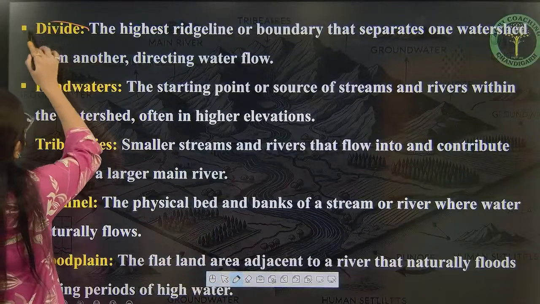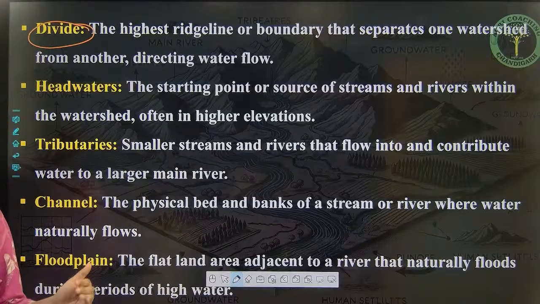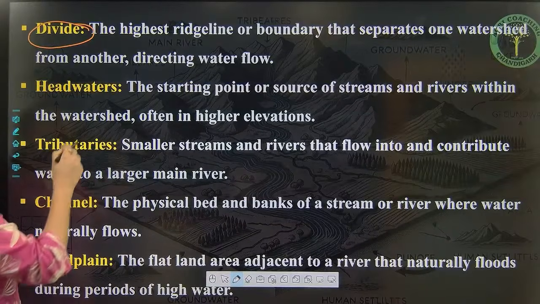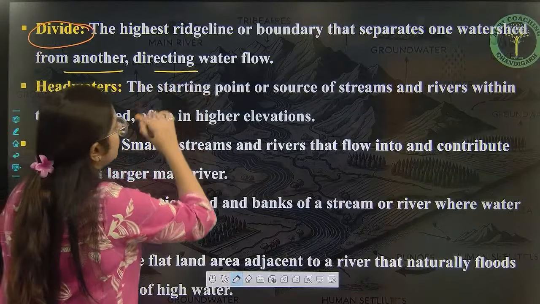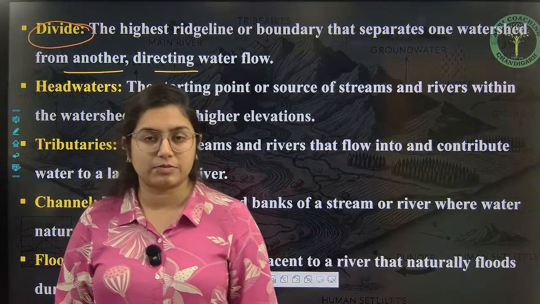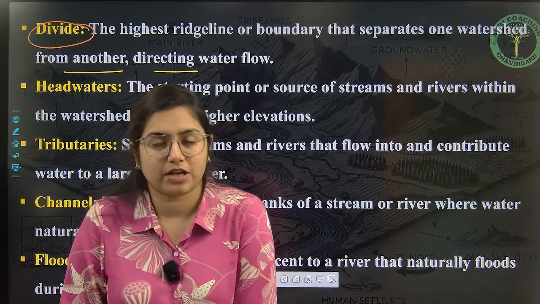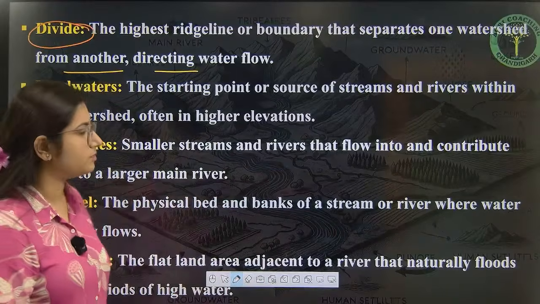The very first, the divide. As I've already told you, what is the meaning of divide here? It is the highest ridge line, or basically the boundary that separates one watershed from another, directing the water flow. This is known as your divide. What is the meaning of divide? Divide basically differentiates, or separates, one watershed from another.